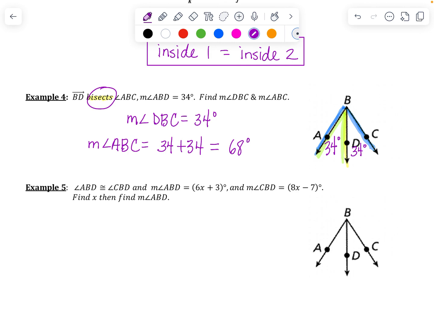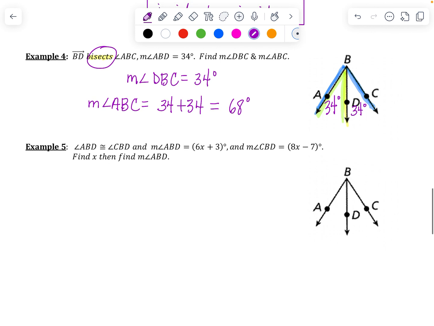All right, and finally in example 5, we're just going to do that same idea, but this time we're going to use some algebra. So how do we know we have two equal angles? We do not just look at it and think, hey, they look equal, so they must be equal. We have to have evidence. We have to have proof. So the proof we have is right here. I'm highlighting it in green. We have a congruent symbol. It's saying angle ABD, which I'll highlight in green, is congruent to angle CBD, which I'm going to highlight in yellow. So the green angle and the yellow angle are equal in size because of that congruent symbol.